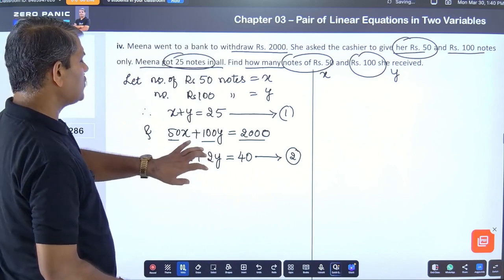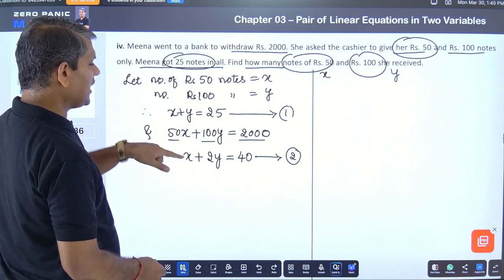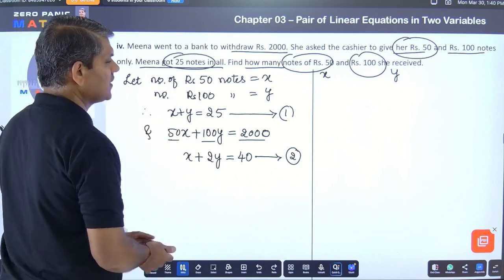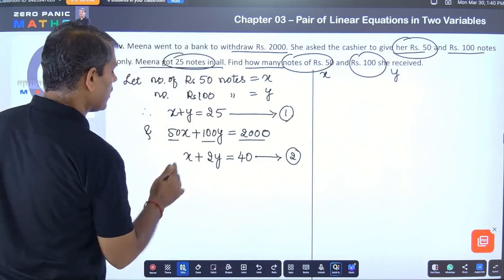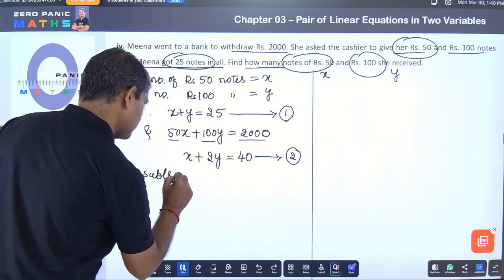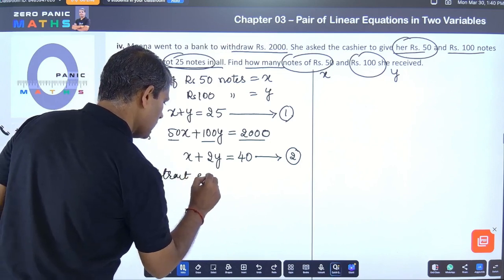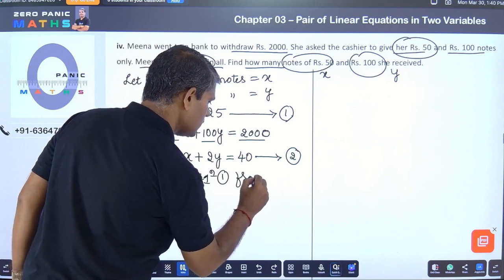Now why did I reduce this? Because I can now directly eliminate x from both the equations. Now subtract equation 1 from equation 2.